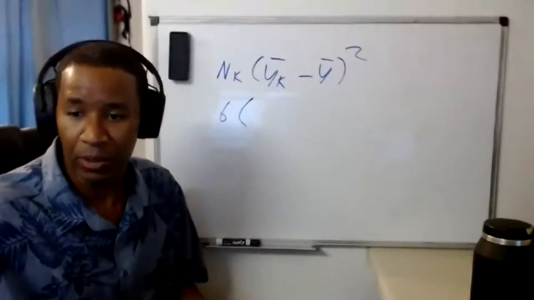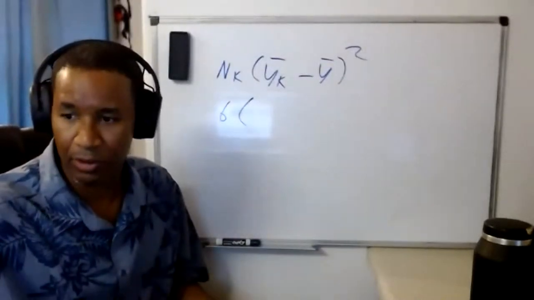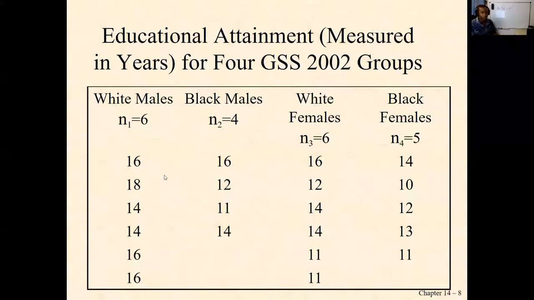Now I need to find two other pieces of information in order to finish off this equation. The first piece of information I need is the mean of the first sample, which I would put here, and then I would subtract that by the overall mean, which is the mean of all 21 respondents. So how do I know we have 21 respondents? We have 6 white males, 4 black males, 6 white females, 5 black females. So we have a total of 21 people in the sample.